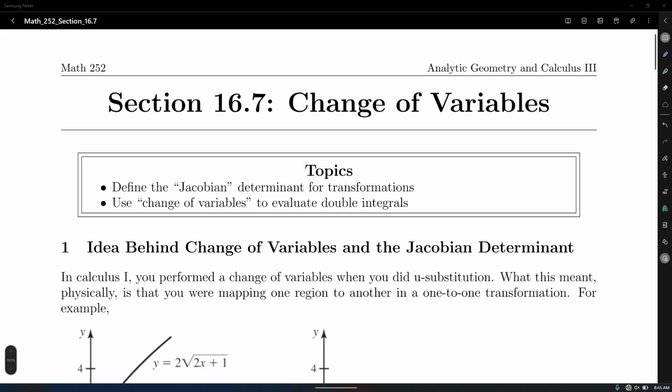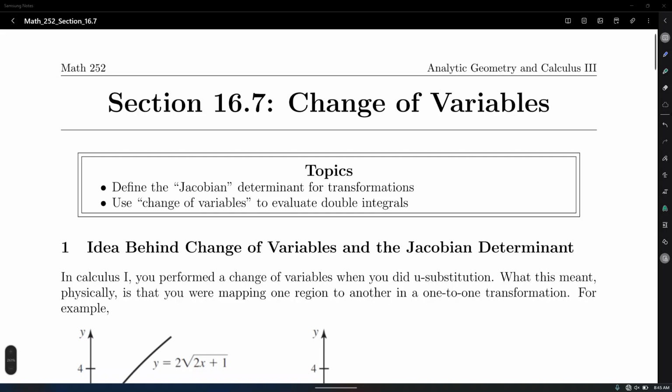16.7 is about change of variables for double integrals and triple integrals, although we will just do the double integral case, all right? But haven't we done this change of variables already? Well, not the way we're going to do this, because you guys know how to do a U substitution, right?